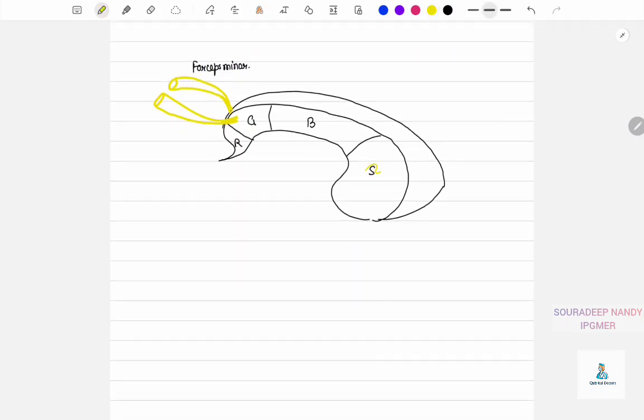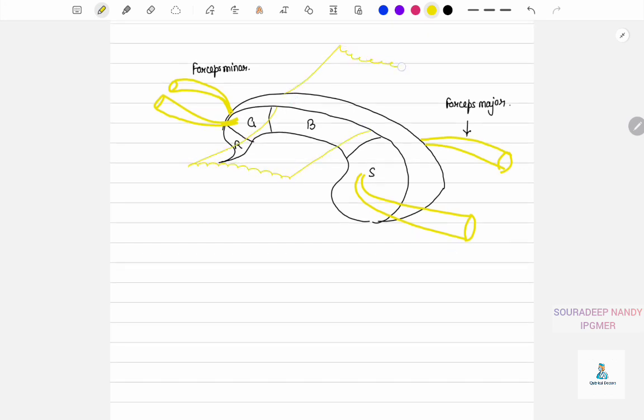Similarly, there are some fibers which move posteriorly towards the occipital pole and interconnect the occipital lobes of the two hemispheres. These fibers are called forceps major. From the body, white fibers interconnect the two hemispheres of the brain. So here is the white fiber.